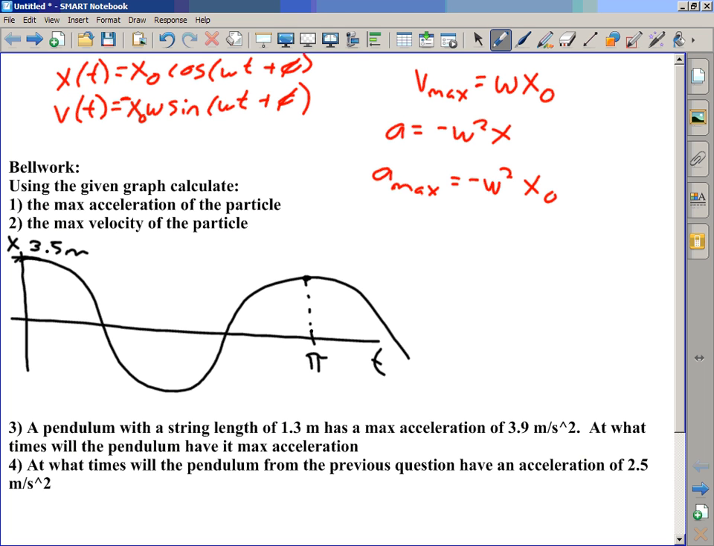All right, so using these equations, let's see what I can do. The maximum acceleration part. This is just going to be a equals negative omega squared x, specifically x naught. That's where the maximum acceleration occurs, at the endpoints, or the maximum displacement at the amplitude. And as Drew had pointed out, we need omega. Here's how you get omega from graphs. By the way, this is how you're going to get omega pretty much every time you have a graph. Look on the graph and find the period.